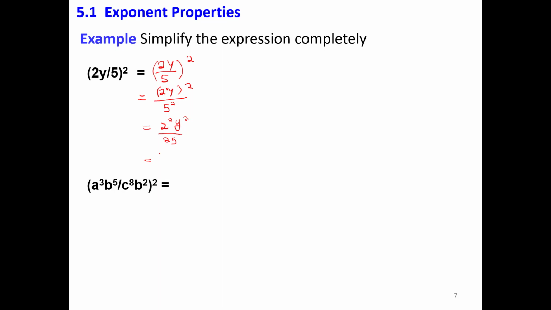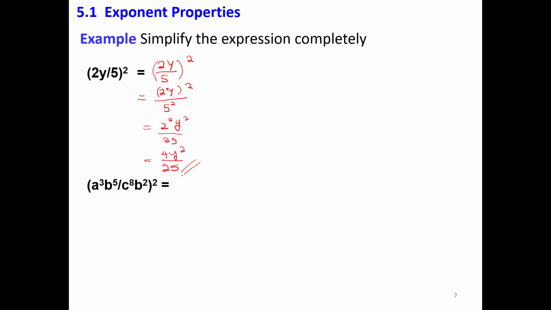2 to the second is 4. Y to the second, 25. Yes, and this is the answer. If you get practice, you can skip some of the steps. You don't need to go through all the steps.